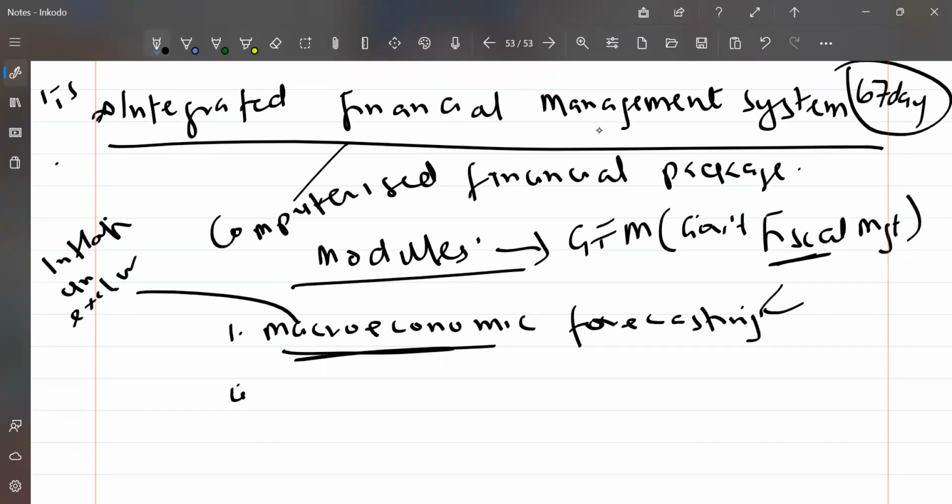So this model helps us to support the preparation of the said activity. Mind you, it is like a software. The next one is budget preparation. This one, I won't talk about it. The third one is budget execution.